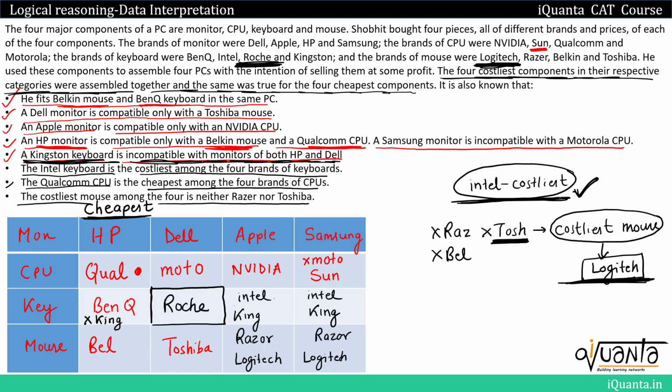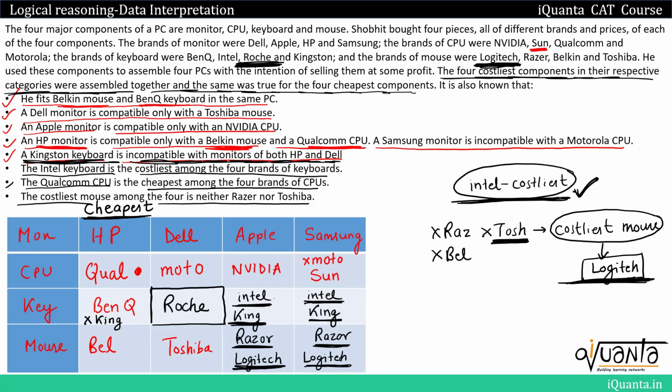Now if we put this Intel keyboard with Apple, then we'll have to put Kingston keyboard with Samsung. If we are picking up Kingston keyboard for Apple, then we'll be using Intel keyboard with Samsung. Similarly for the mouses, if we are putting Razer mouse in Apple, then we'll be putting Logitech mouse in Samsung. If we are putting Logitech mouse in Apple, then we'll be putting Razer mouse in Samsung.